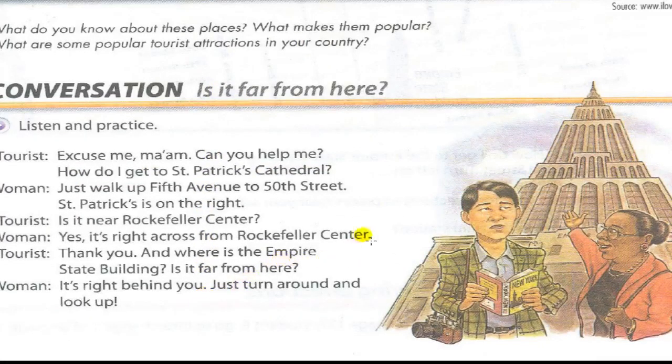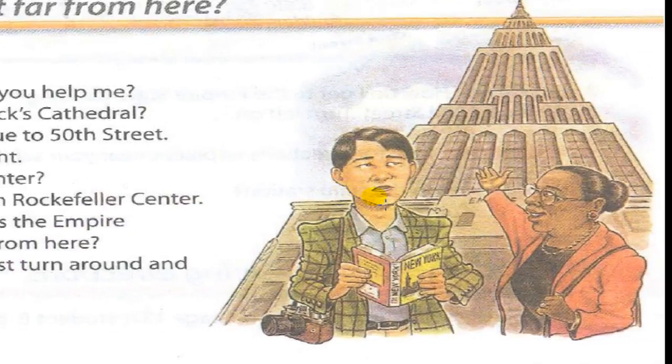Exercise number 8. Now, look at the picture. What do you see? A young man and a young lady. The young man has a book, New York. This is maybe a tourist guide, a guide for tourists. The man has a camera. He takes photos. She explains for tourists, or she gives information to tourists about touristic places, maybe.